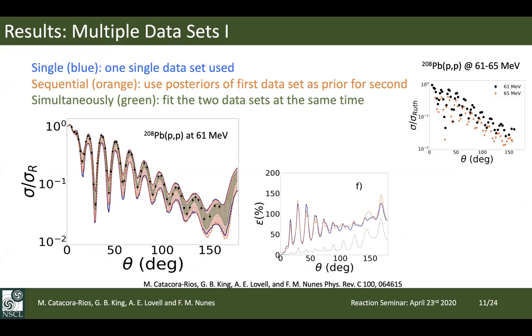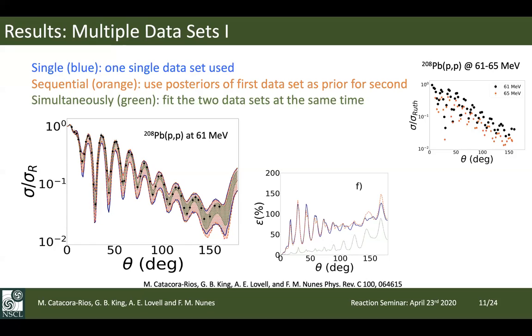As an example, I have the data for the 208 lead proton elastic scattering at 61 and 65 MeV. The black dots correspond to the 61 MeV, and the red dots correspond to the 65 MeV. And now we see the results for the 208 lead proton elastic scattering at 61 MeV that we obtained from these two data sets. So this is the 95% confidence band and the error plot once again. In the plot, blue is a single data set, just placed here for comparison. Orange is a sequential fitting of the data set, as I explained. And green is the simultaneous fitting.